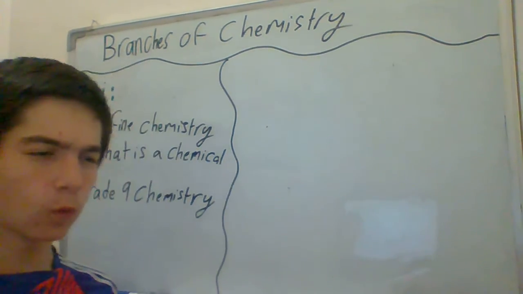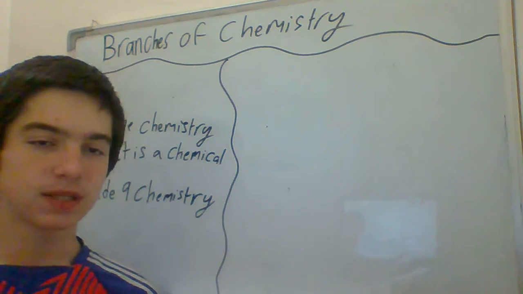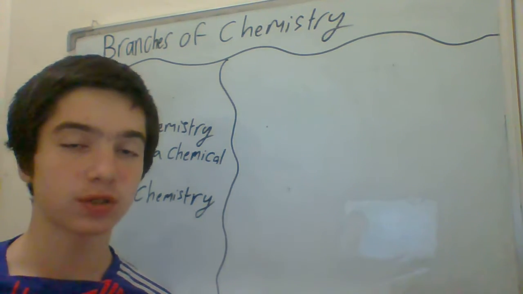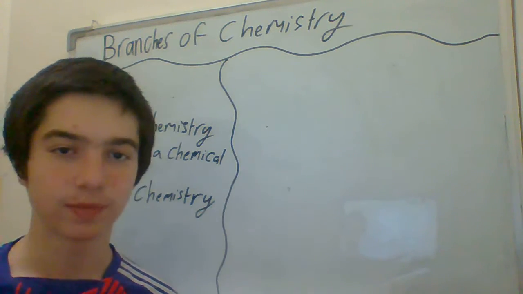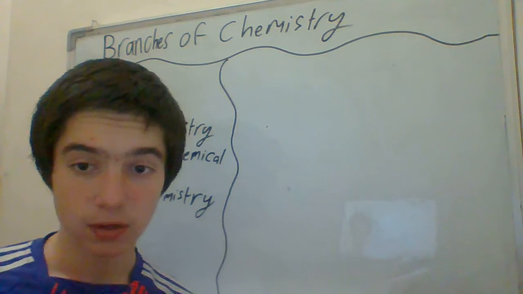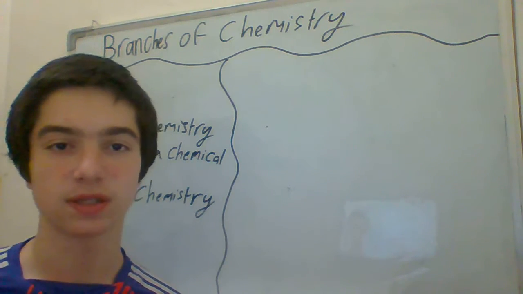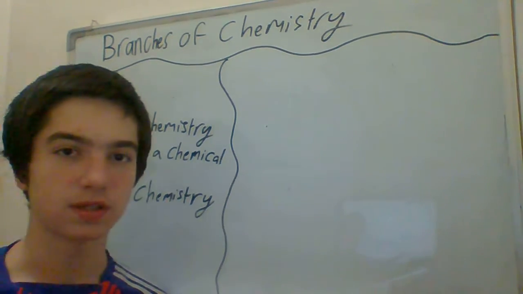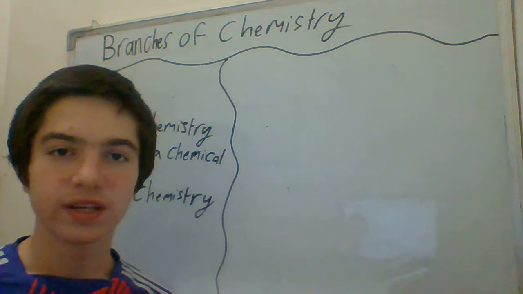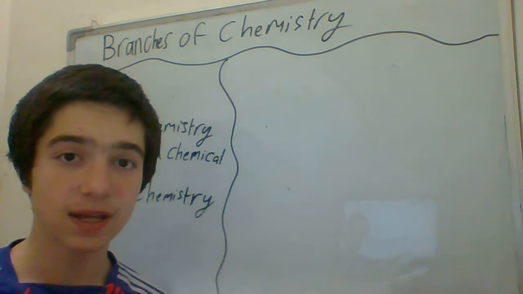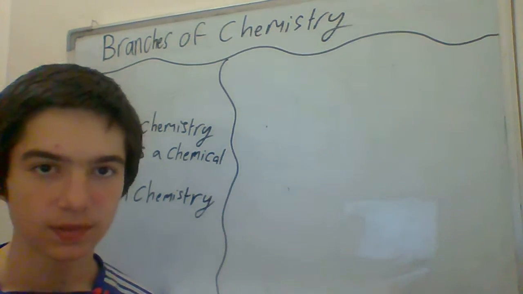So at first, what is chemistry? Well, chemistry is simply the study of chemicals and processes. That's an abbreviated definition just to make it simple for you to understand: it's the study of chemicals and its processes. Okay, now what is a chemical? Well, a chemical is any substance that has a constant composition.